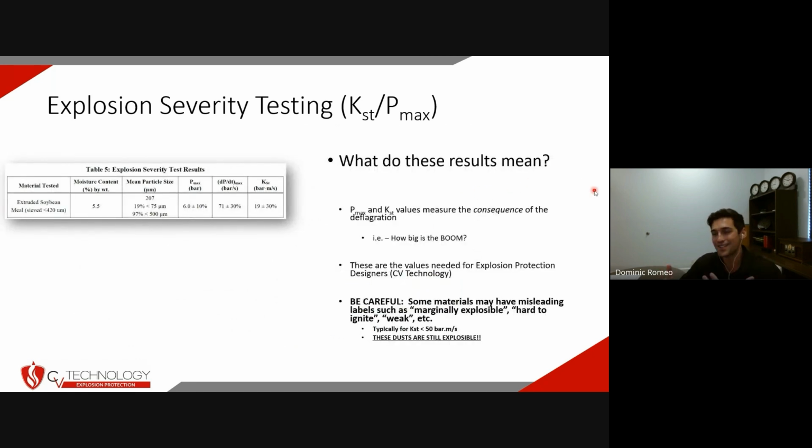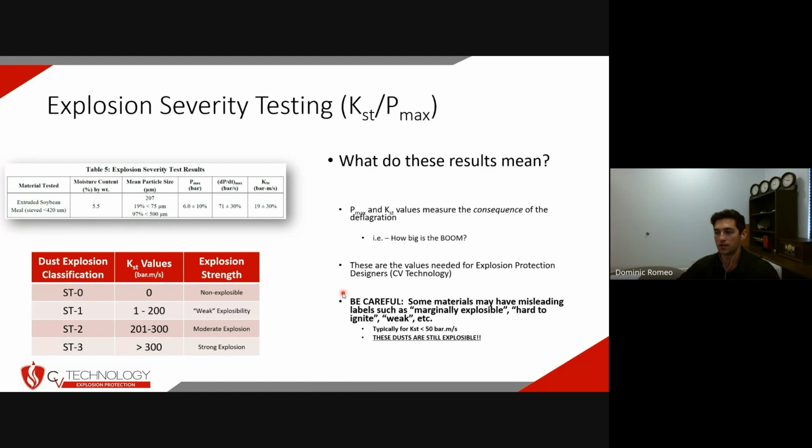And what do these values actually mean? It really means how dangerous your dust is, how big is the boom if this dust were to combust. And these two values, KST and Pmax, are the most important values when designing an explosion protection system. This is because these values determine how large your vent area is or your suppression system. And if any of you have any other questions on explosion protection, I'd be happy to answer them. Not the focus of today's presentation, but so on.